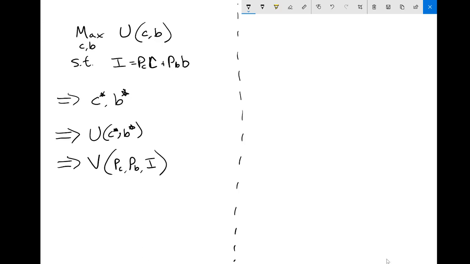Now, I just want to point out a couple of details here. One is that here we treat I, PC, and PB as parameters. That means these are given. They are constant. When we do the utility maximization, we take these things as constant, and then we choose the values of C and B that give us the maximum amount of utility.